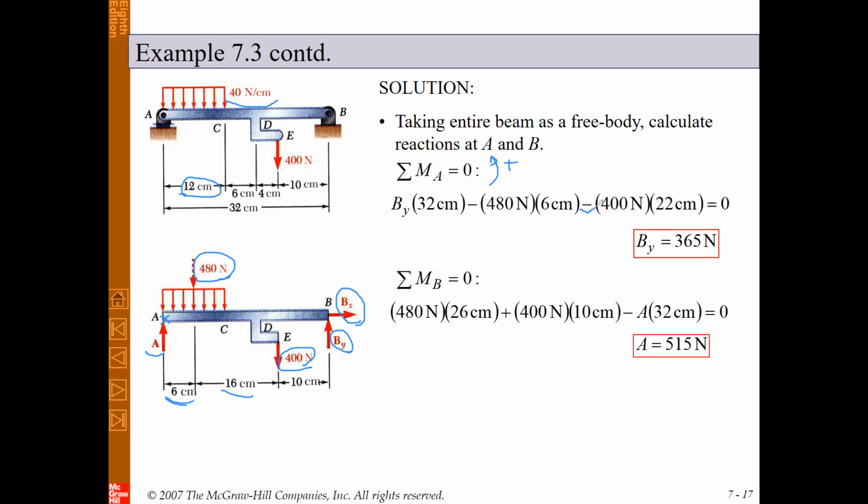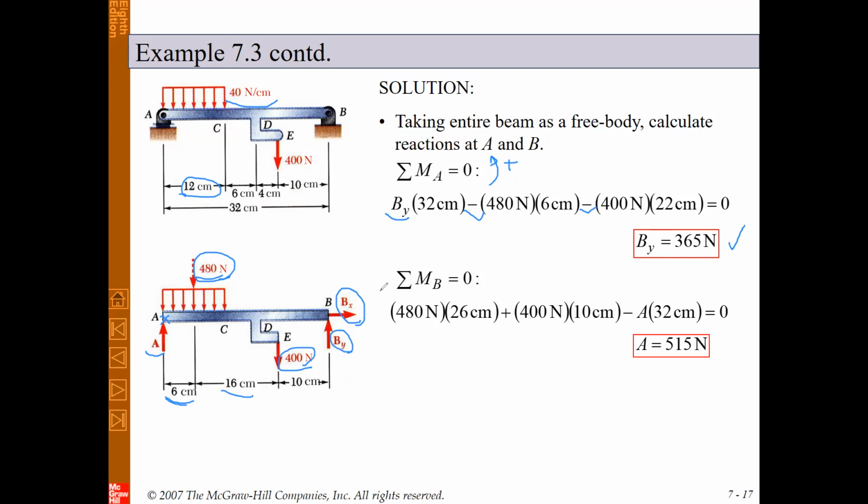As you can see here, we have one negative sign. And the moment due to this 480 Newton force is again negative because it's clockwise, and here we have one negative sign. So we can substitute and simplify. Here we have one equation with one unknown, By, and from this equation you can solve it and obtain By.